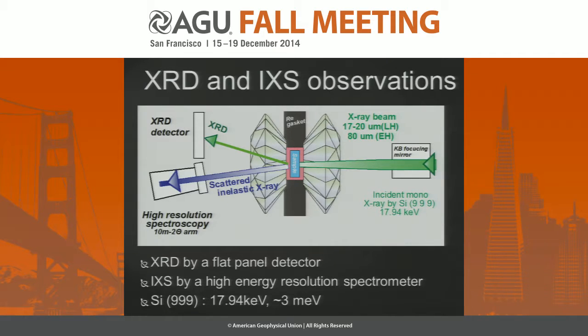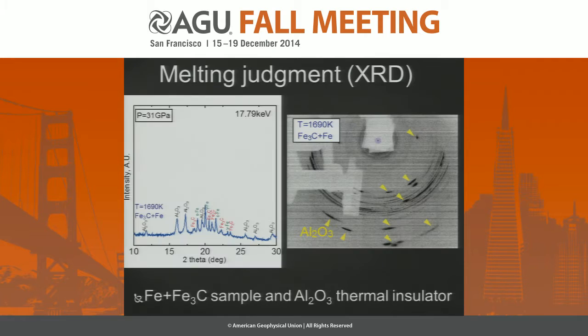So we use highly monochromatic X-rays focused on the sample from the right side, and diffracted X-rays were detected by the XRD detector, while scattered inelastic X-rays were detected by the high resolution spectrometer. We used the silicon 999 configuration, which gives 3.0 millielectron volt energy resolution.